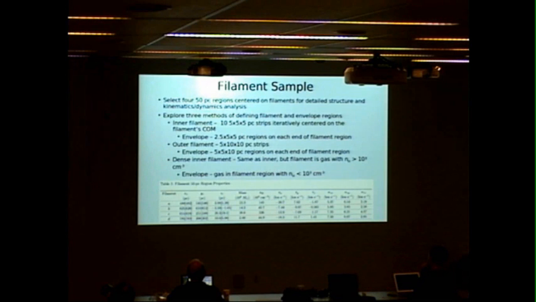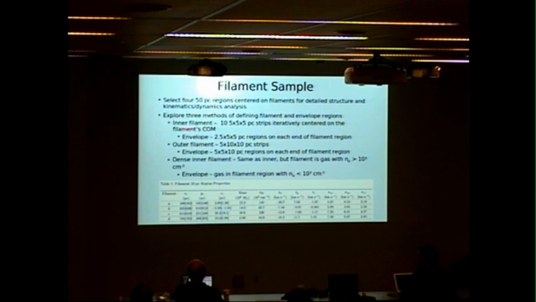So the main goal of our paper is to explore the properties of filaments. So we select a sample of 4 representative filaments. So these are 50 parsec cubes centered on filaments that we've basically defined by eye, selecting things that look most similar to observed filaments in the galaxy. And during this talk, I'll summarize the results for 3 different methods that we've chosen of defining what exactly a filament is, and we also define envelope regions.